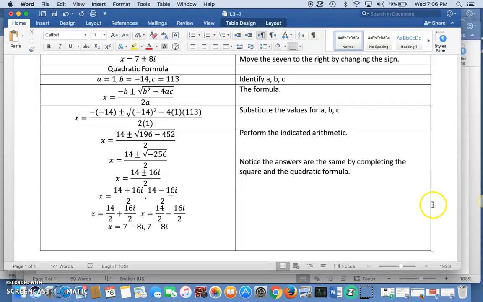Either method works. You do what you're most comfortable with. I hope that you can do both of them. I use completing the square when it is the best, and when all else fails, I go to the quadratic formula.